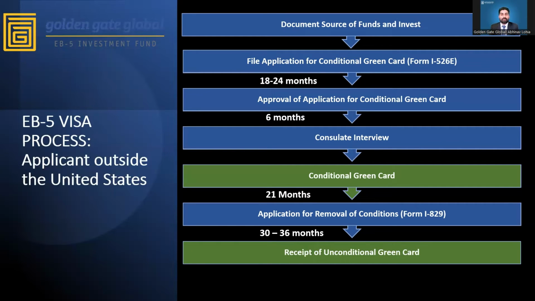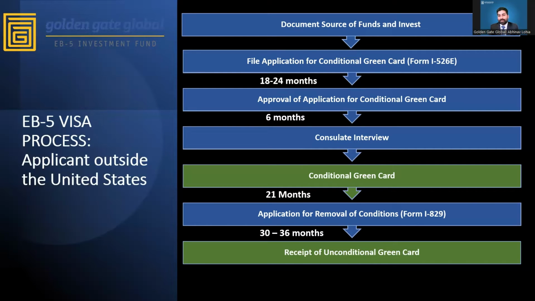Now, typically, it takes about 30 to 36 months. USCIS realizes that they are taking extensive time to issue this unconditional green card. Therefore, they have started extending conditional green cards by 48 months the day you file your application for removal of conditions, so that there is no gap in your status.